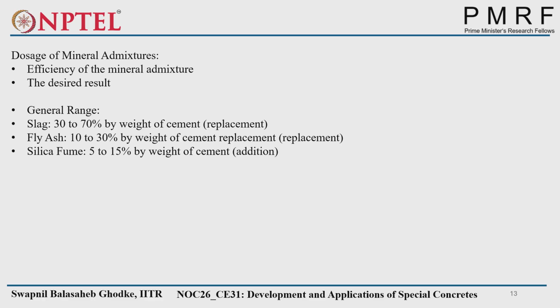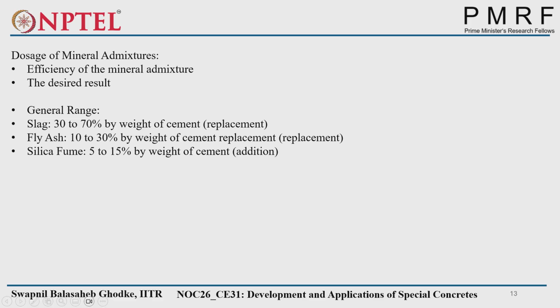Okay. So how will we understand the dosage of mineral admixtures? We saw in a previous example the efficiency of the mineral admixtures, because it's not directly the hydraulic action that will give strength. So efficiency of the mineral admixture is more important, and the desired result. Suppose we are replacing the cement with fly ash and we require to get 80 MPa or 50 MPa strength, but we are not getting the desired strength. So we have to make changes or adjustments to the concrete mix accordingly. So dosage of mineral admixtures depends on two things: one is the efficiency and the other is the desired result.